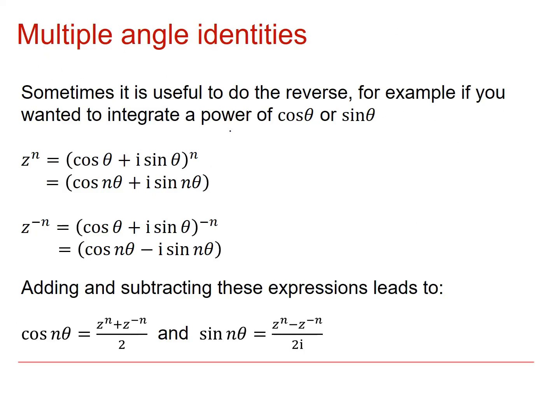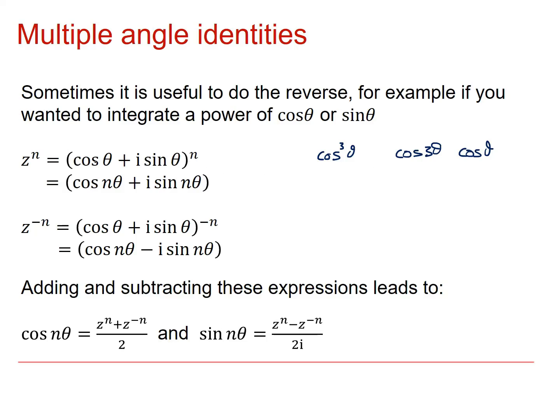Sometimes it's useful to be able to do the reverse, to be able to write something like cos cubed theta in terms of coses or sines of multiple angles. So we might be looking at cos 3 theta or cos theta. So sometimes we want to be able to do this kind of identity.